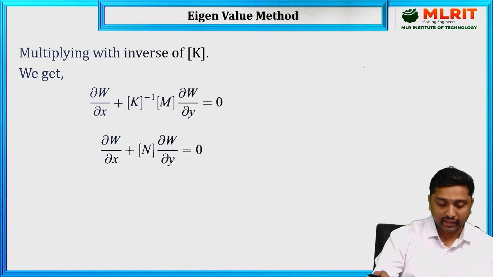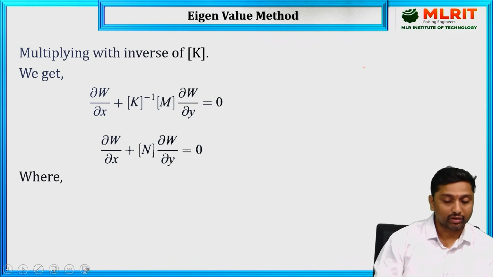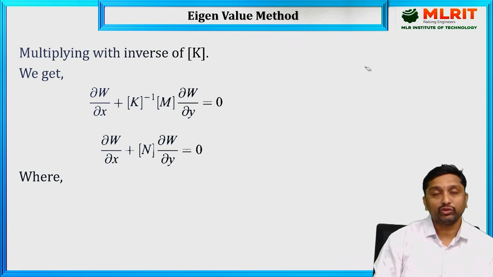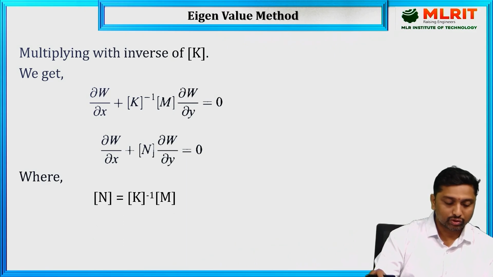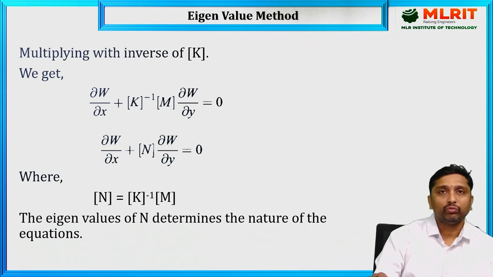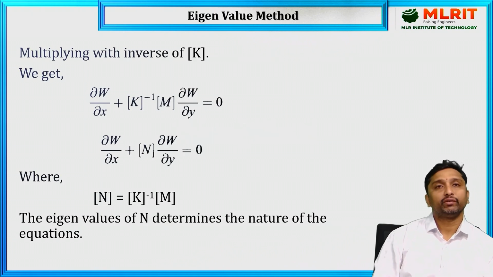Now if I find the eigenvalues for matrix N, based on the nature of the eigenvalues of this N, I am going to decide whether the equations are hyperbolic, parabolic or elliptic. So N equals K inverse into M, and the eigenvalues of N will determine the nature of the equation.